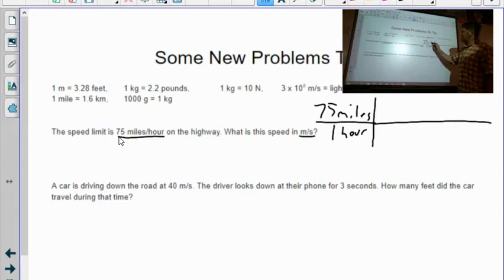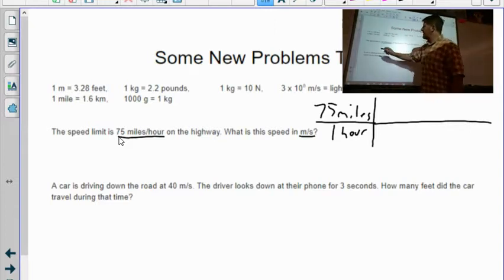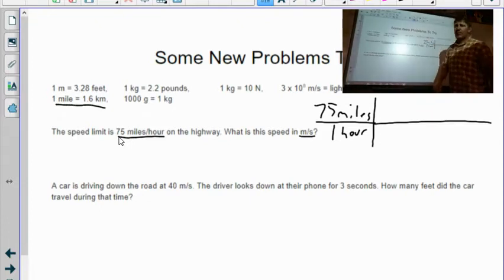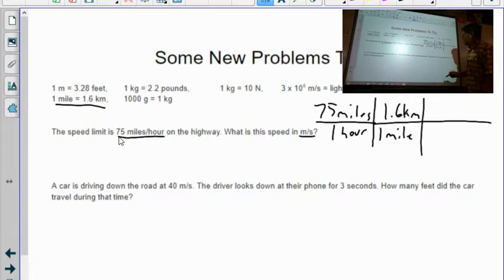First, we need to get rid of miles and get to meters. So we're going to look up here and see what we have. Well, we have 1 mile is 1.6 kilometers. My miles will cancel with my miles there. And then I'm going to get rid of kilometers, and I want to go from kilometers to meters, okay, because that's what I want here.